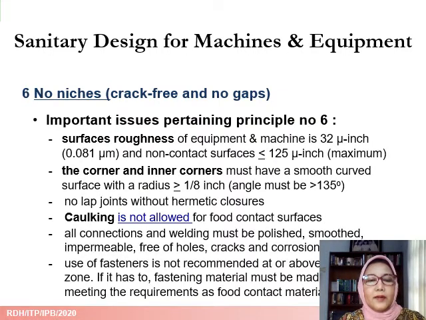The following are some important issues pertaining to principle number 6, including the requirement for surface roughness for both food contact and non-food contact surfaces, requirements for corners and inner corners, no lap joints without hermetic closures, no caulking on food contact surfaces. All connections and welding have to be polished, and the use of fasteners is not recommended. And if it has to be used, the fastening material must be made of food contact materials.